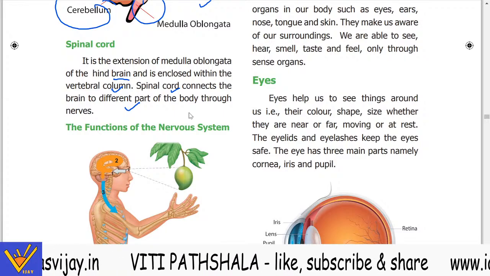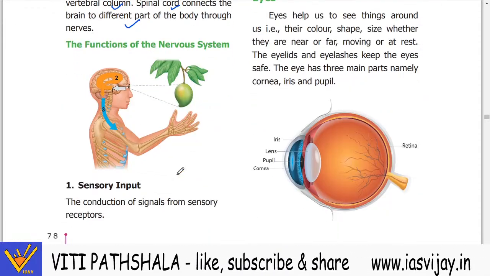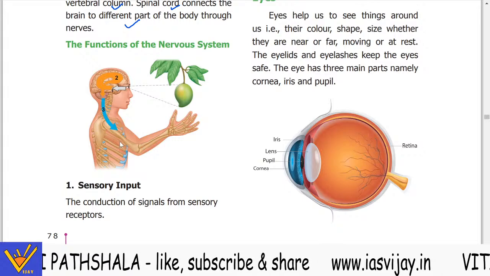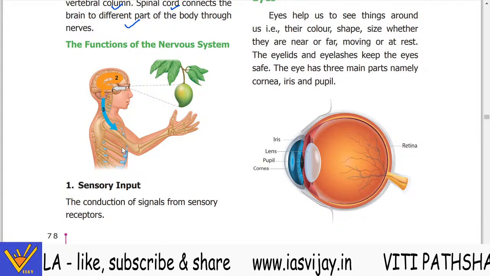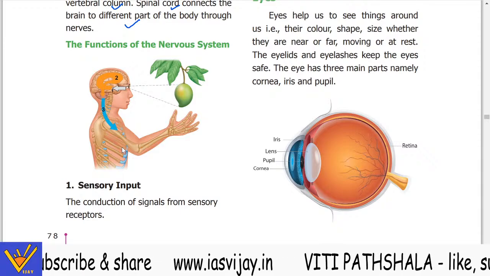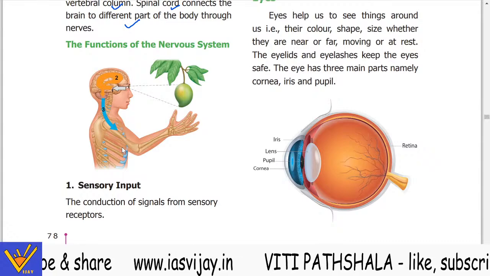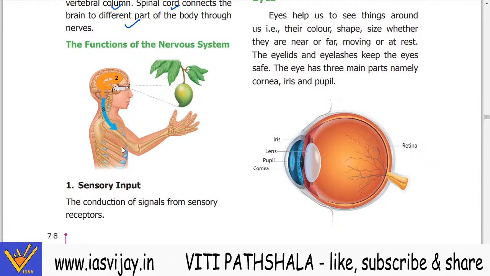Now what are the functions of the nervous system? First is your sensory. So they have shown you a beautiful picture here. So 1, 2 and 3, how your eyes visualize and how the picture is formed on the retina. Retina पे picture बनती है, message brain को जाता है, brain से different parts of the body पे जाता है, and then your hand moves.